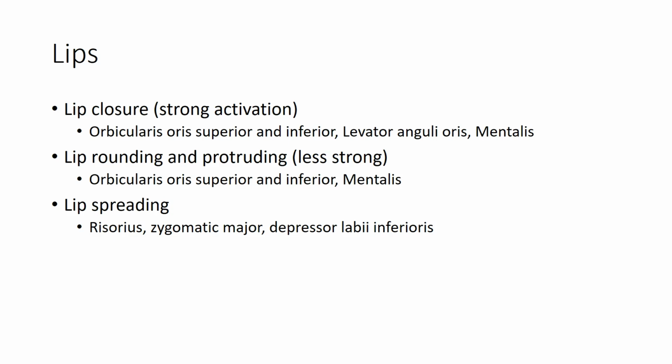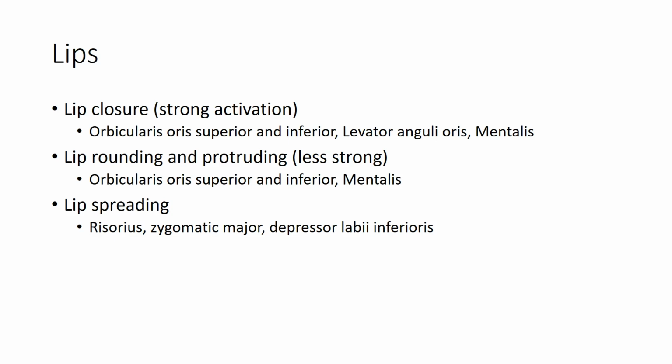In speech production, we can close the lips with a strong activation of lower lip and lip closing muscles like the orbicularis oris, both superior and inferior, the levator anguli oris, and the mentalis, helping to bring the lower lip up toward the upper lip.